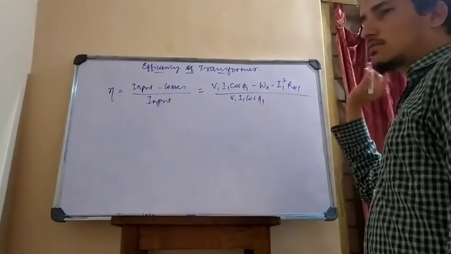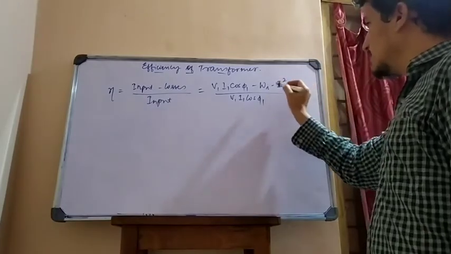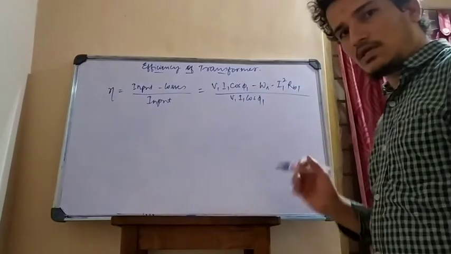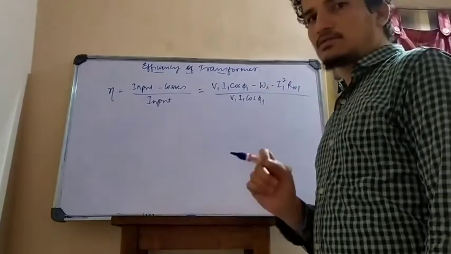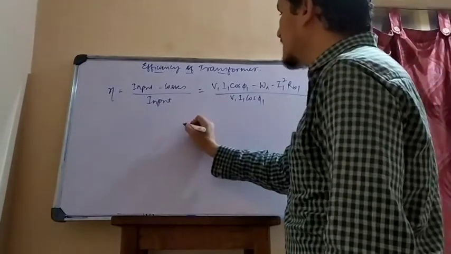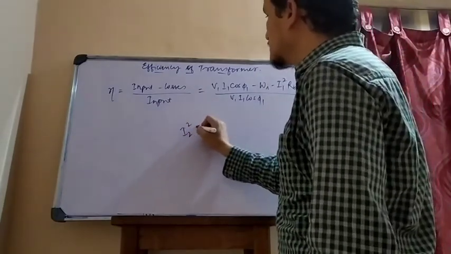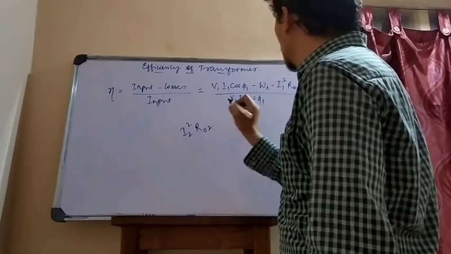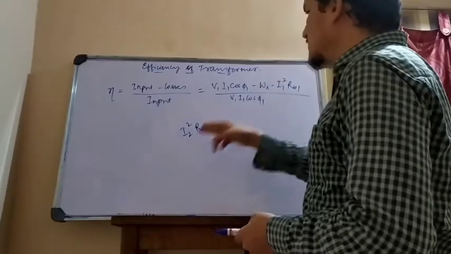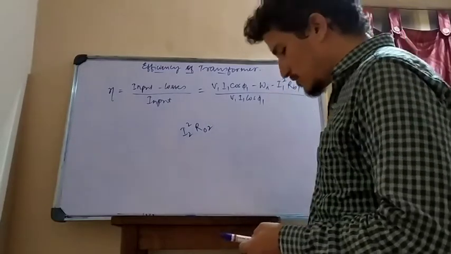I1 square R01. I1 square R01 is what? Copper loss. I1 is the primary current. R01 is the equivalent resistance referred to the primary. If it is referred to the secondary, then I2 square R02. Either this or this you can write. Both are the same.